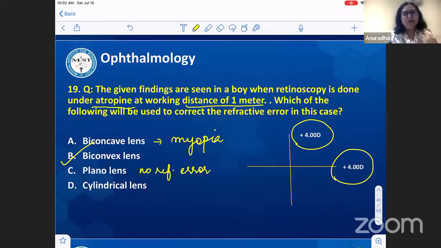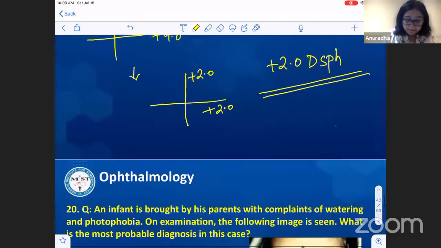Zero powered lens. So sometimes, you know, people want to use zero power lens to look intellectual most of the time. And then cylindrical lens is used when there is astigmatism. Okay, beta? Right? Perfect. Moving on to the next question.